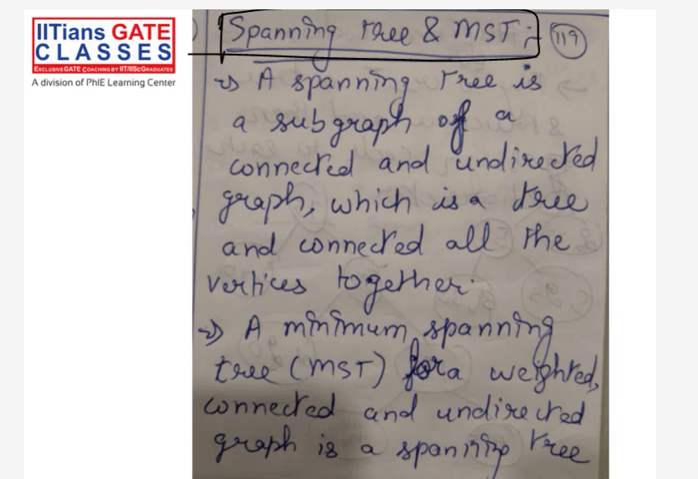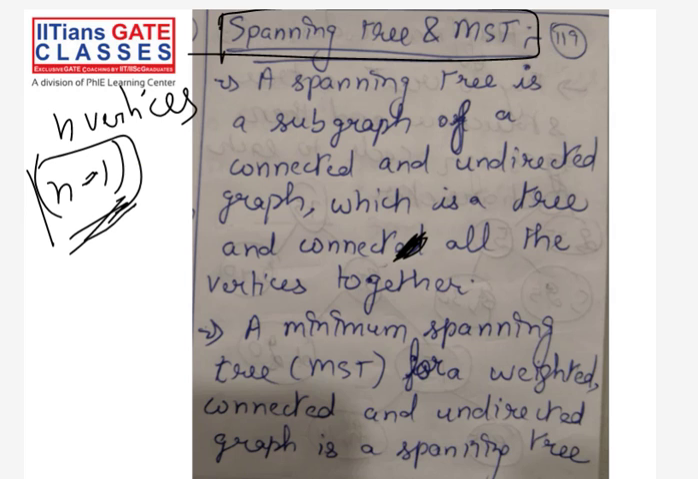So if I look at the definition now, a spanning tree is a subgraph of a connected and undirected graph, which is a tree, of course, and connects all the vertices together. Okay. If the original graph has n vertices, the number of edges in the spanning tree would be n minus 1. Okay. This would be the number of edges in a spanning tree.